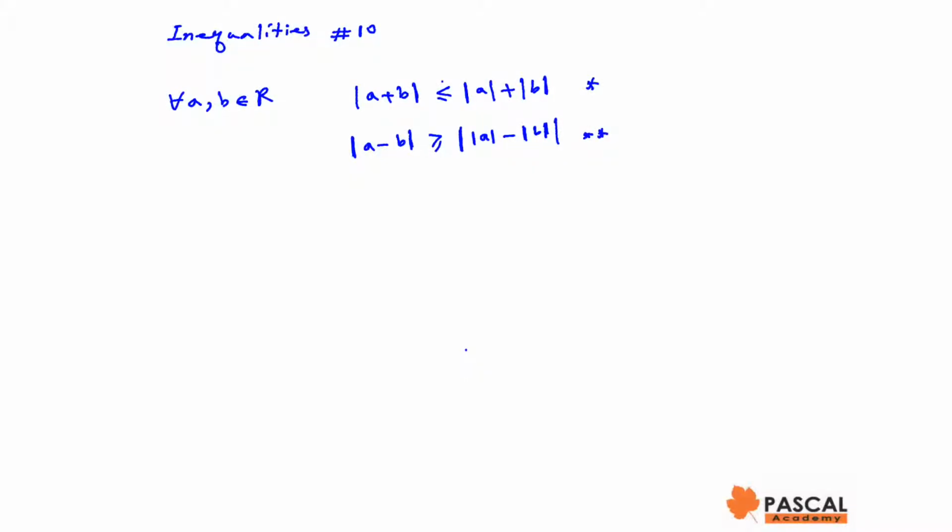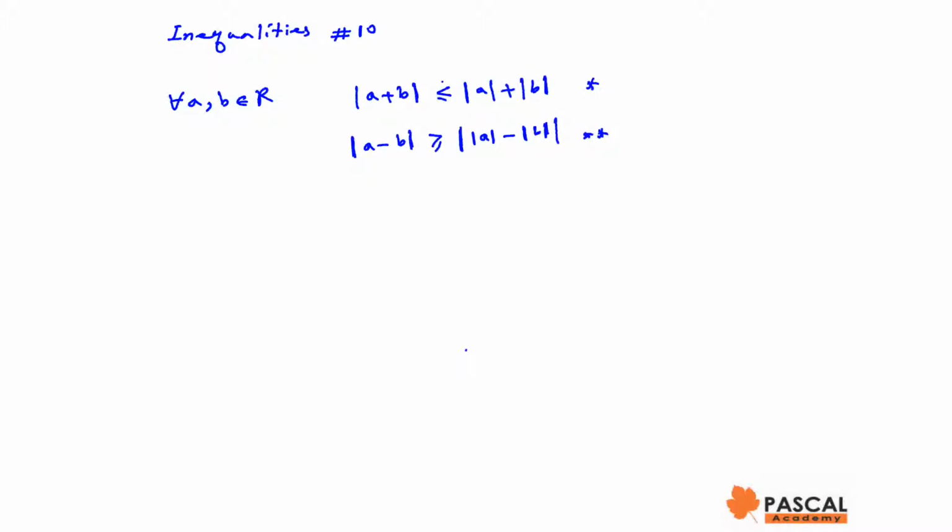In this lesson, we are working on triangular inequality. If a and b are two real numbers, absolute value of a plus b is smaller or equal than absolute value of a plus absolute value of b. And absolute value of a minus b is greater or equal than the absolute value of the difference of absolute value of a and absolute value of b.